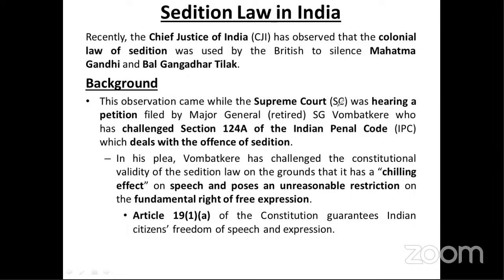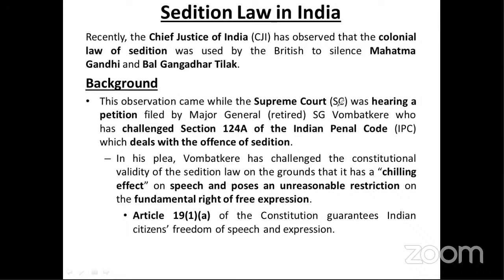We have our own voice. You have to fulfill our demand, like the Tinkathia system in the Champaran Satyagraha, and in the Ahmedabad mill strike they wanted to raise the bonus for the workers. So at that time, the British government used this sedition law to silence all these freedom fighters who were raising their voice against the government.